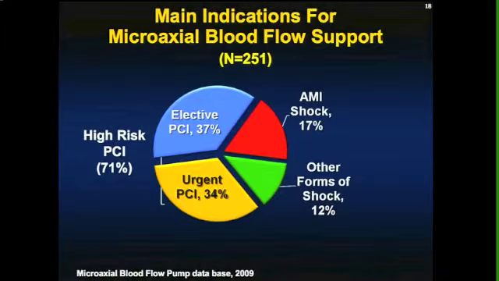Well, back just a little bit, if you look at the database for the microaxial flow support in 251 patients, most of them were used electively for PCIs. Some were used for anterior myocardial infarction or acute myocardial infarction and shock, other forms of shock. I don't know what other forms of shock are. This is acute MI shock, and this just must be flat-out bad shock. And then urgent applications, because you were doing okay until you dilated that left main by accident, and all of a sudden you've got much more of a problem than you think.